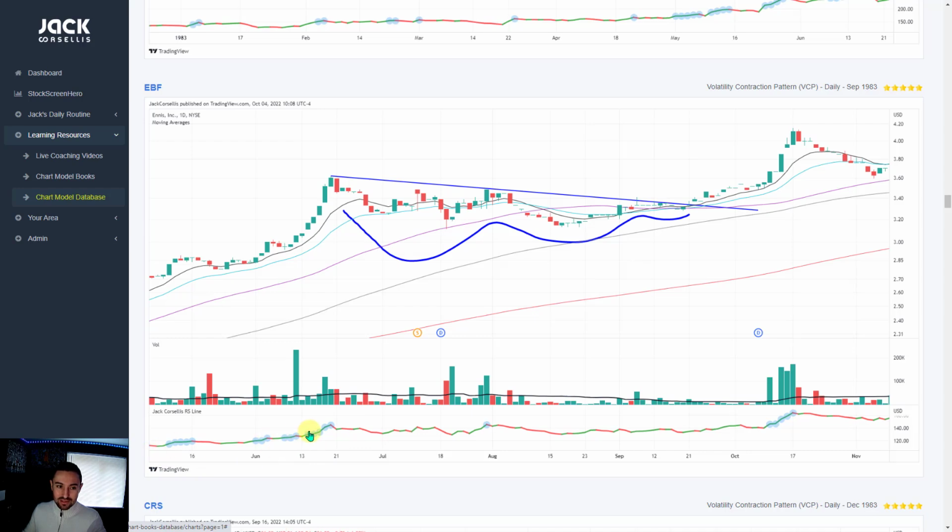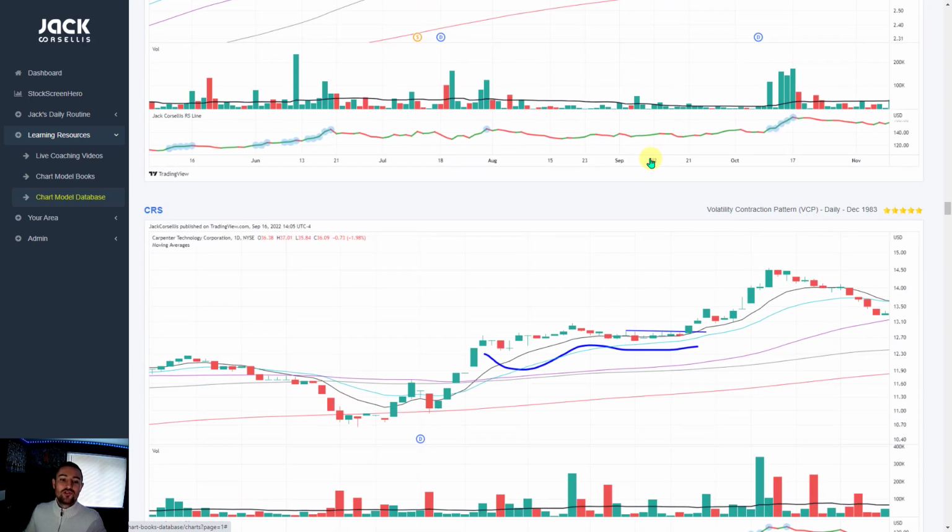Look at the 52-week highs on the RS line. You get a 52-week high while the stock is still in the base. The stock's telling you it is so strong.